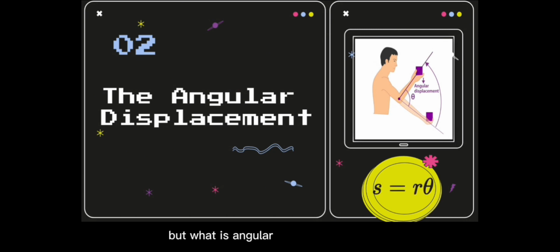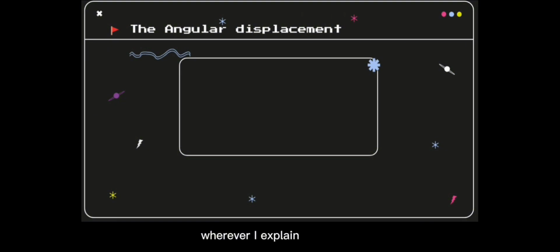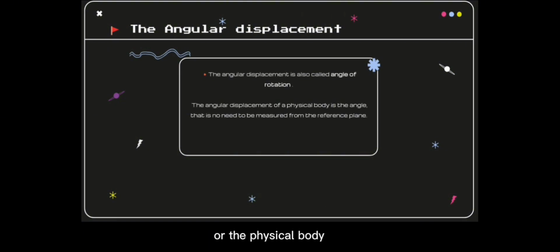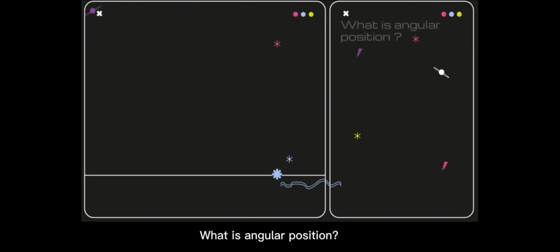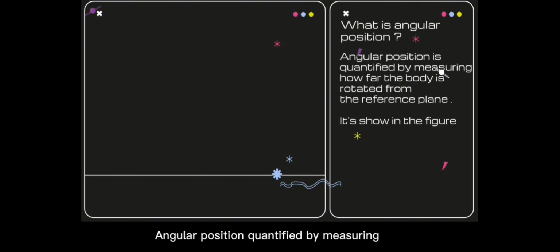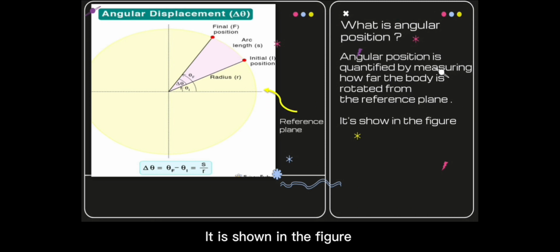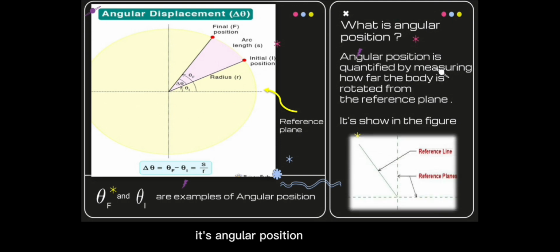Hi guys, today I talk about angular displacement. But what is angular displacement? Do you know that? Whatever, I explain today. Angular displacement, also called angular rotation of a physical body, is the angle through which the body rotates around a center or axis of rotation. The change in the angular position is called the angular displacement theta. Why angular position? Angular position is defined by measuring how far the body is rotated from the reference line, as shown in the figure. If the object is on the reference line, its angular position is 0.